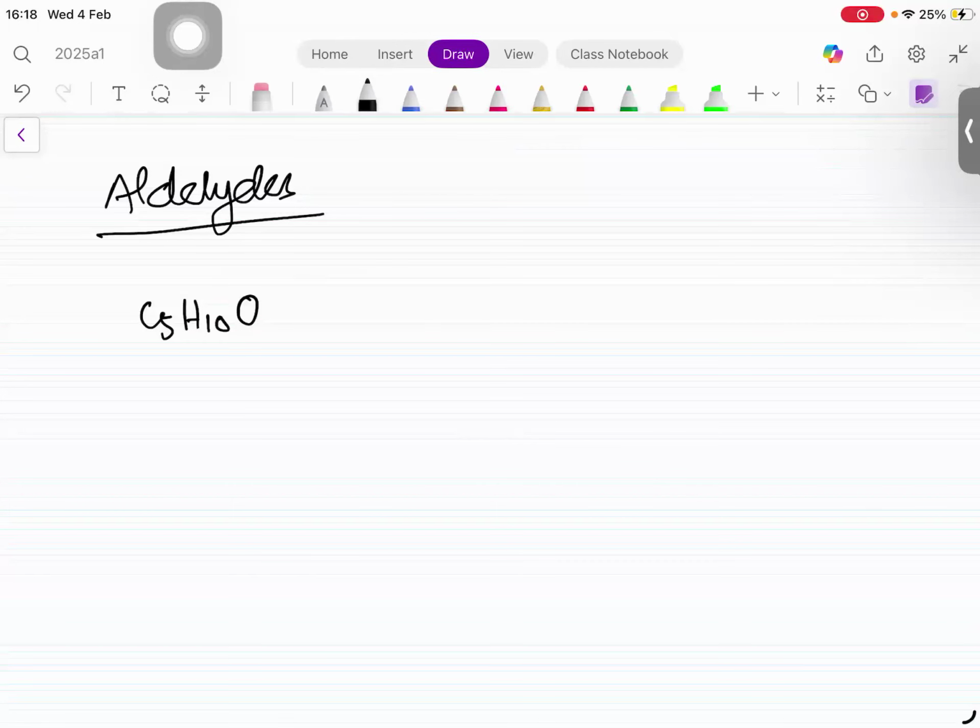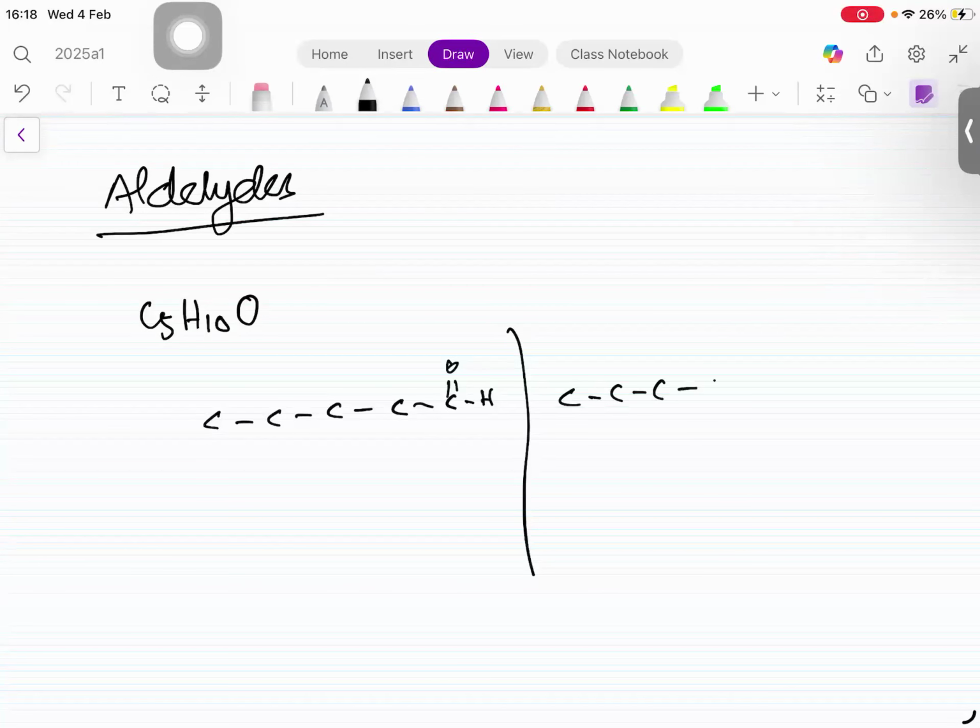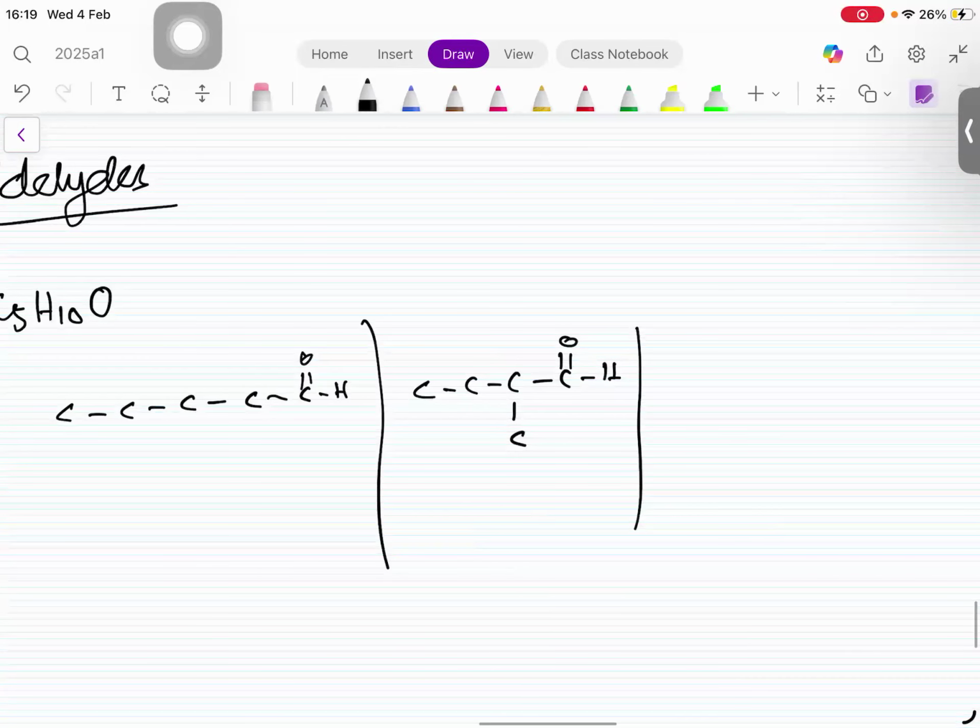So aldehyde is only on the terminal carbon there. The terminal carbon is the functional group. In aldehydes, we have a special arrangement where we cannot change the position of the functional group, okay? 1, 2, 3, 4, 5: all 5 carbons in one chain. The position of the branch, by the way, can change.